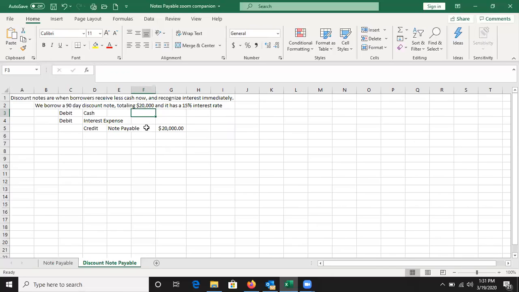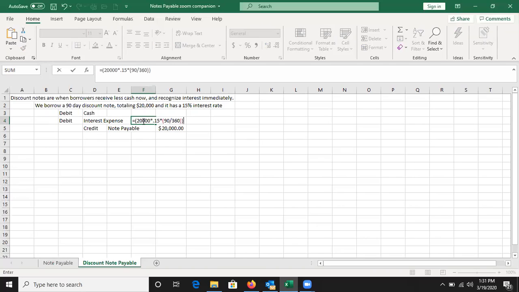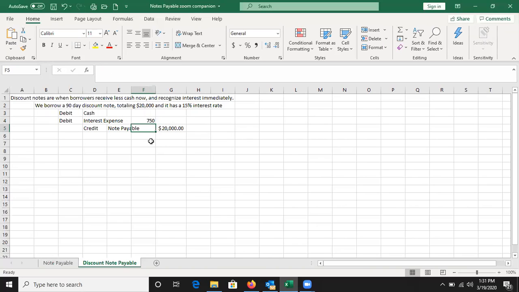So the best way to do that is to first calculate interest expense. You calculate interest expense the same way you would every other way. I'm sorry, you're going to multiply $20,000 by 15%, multiplied by the days the note's going to be outstanding, over 360, and our interest is going to be $750.